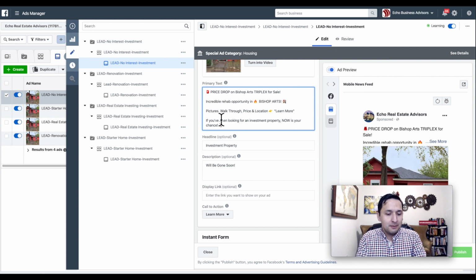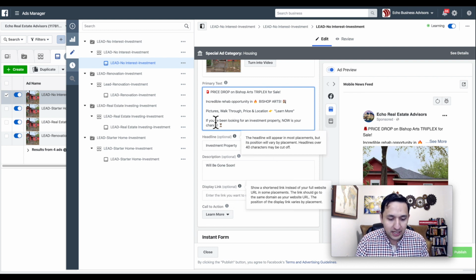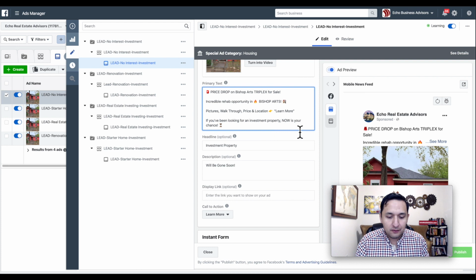I'm not in the business of just getting leads without accomplishing the task at hand, which is selling this home. So calling out the rehab opportunity, which is hopefully calling to the actual investors, then letting them know what's in it for them. Pictures, walkthrough, price, and location when they click learn more, which is that little button right here. If you've been looking for an investment property, now is your chance. So instilling a little bit of urgency.